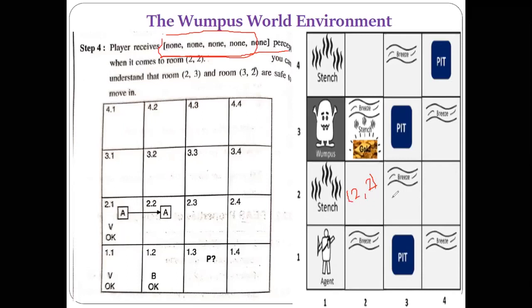Now, his neighbors are which? Check. His neighbors are, you can see, room 2-3. This is one neighbor. Another is the room 3-2. This is the other neighbor. Understood. Now he already knows about these neighbors. Yes or no? Yes. He also already knows about this. Am I right? Yes, sir. He has to think only about this room and this room. Correct?